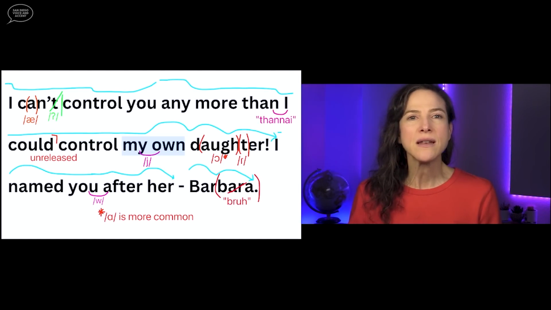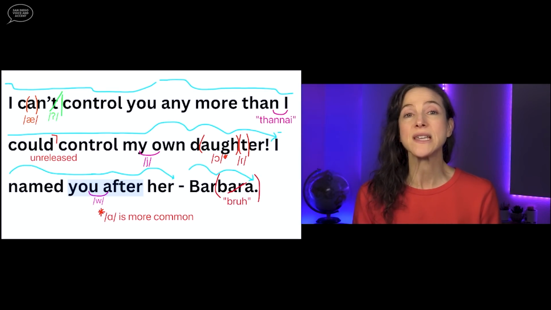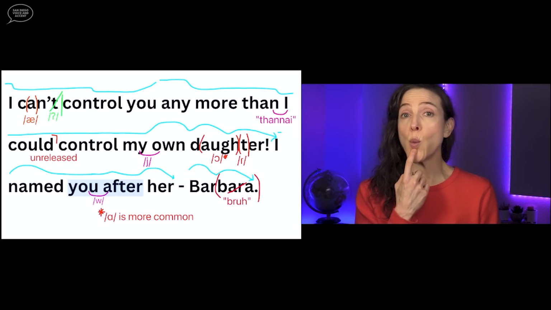Now, let's see, we have another vowel to vowel link right here, but this one is different. This one is you after. So this is the back oo vowel linking to the a in after. So we're using a different sound.